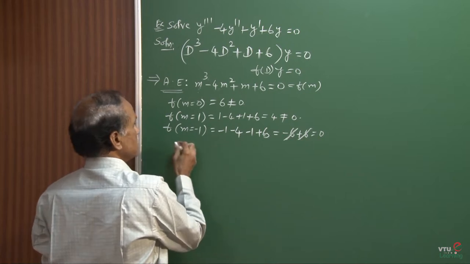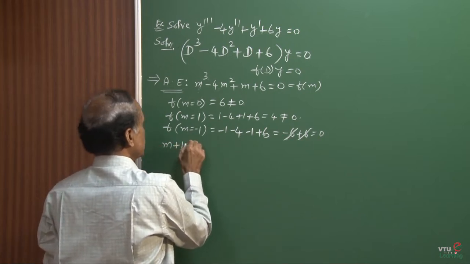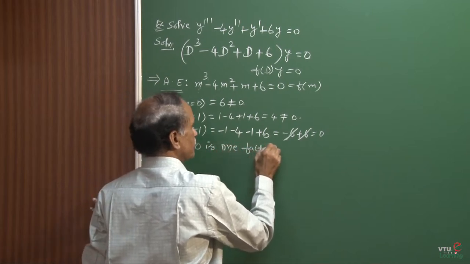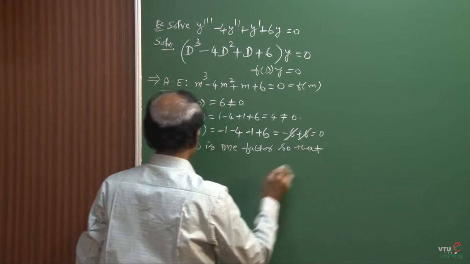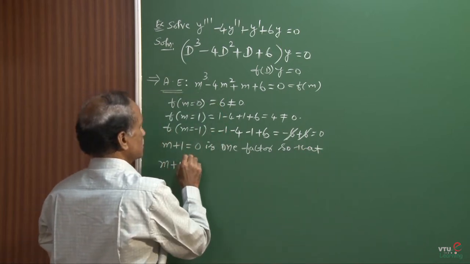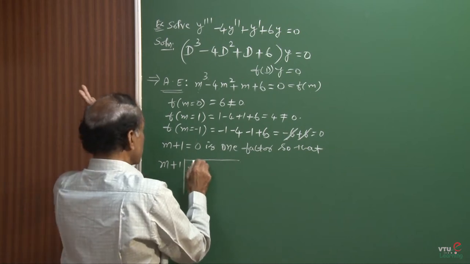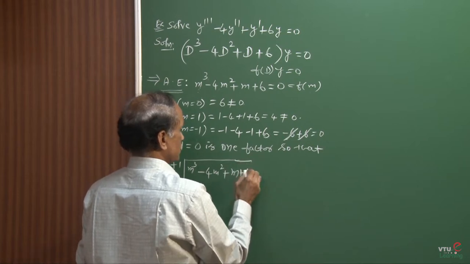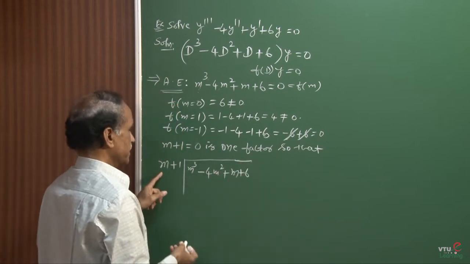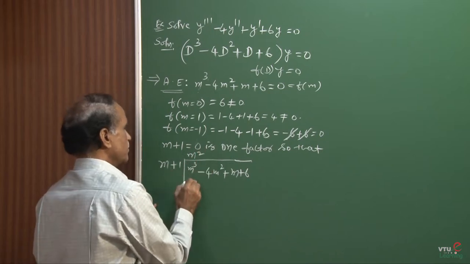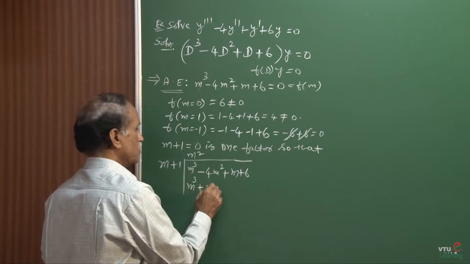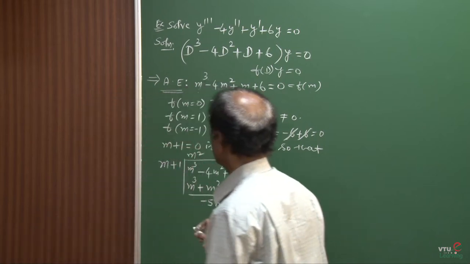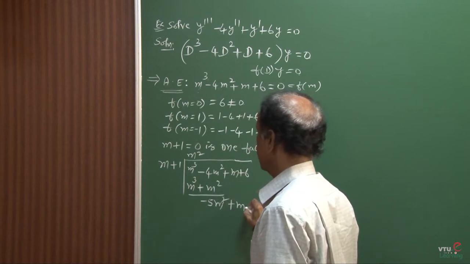So what else do we have to write? Then m equal to minus 1 means m plus 1 equal to 0 is one factor. So we have to divide m cube minus 4m square plus m plus 6 by m plus 1. This gives m square; multiplying, we get m cube plus m square, and on subtraction we get minus 5m square. Then we bring down the plus m as it is.